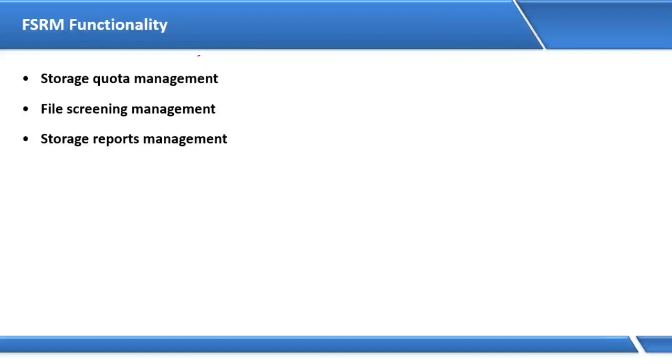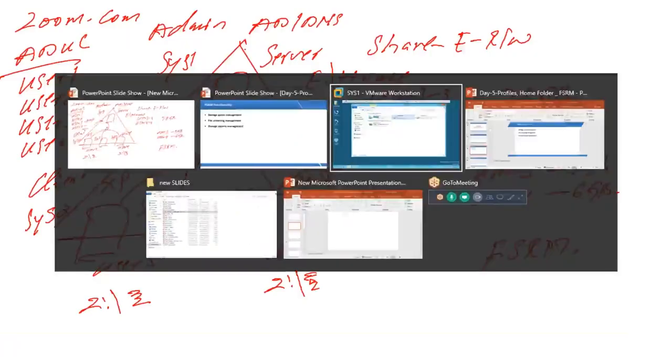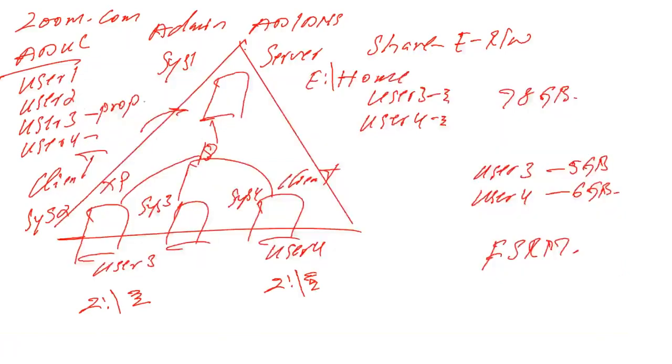Okay. But remember here, FSRM service is available in server operating system, but automatically this service is not installed. We have to install it manually. Now here I am applying the FSRM service restriction on home folder network drive.